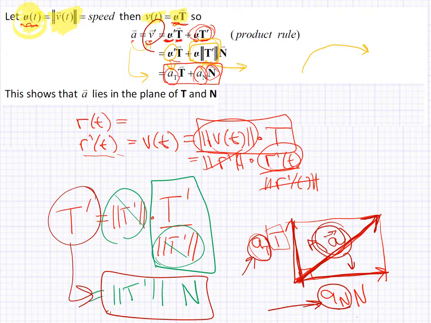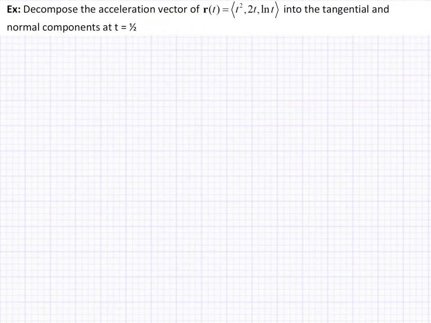So then let's see an example of how this actually is done in practice, how we decompose an acceleration vector to really see the changes that are happening within the velocity. So here's an example. It says we want to decompose the acceleration vector of this function into the tangential and normal components at this particular t value.